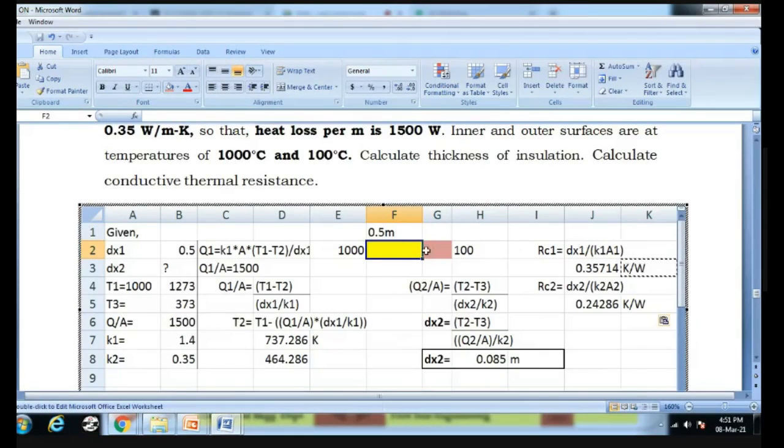So once you get the interface temperature, you can find out the exact heat transfer rate. And once you know the exact heat transfer rate, you can find out the thickness here. And once you know the thickness, you can find out the thermal conductive resistance for this wall and then the insulation. So you got this 0.35 Kelvin per watt and 0.24 Kelvin per watt. That was the thermal resistance. Is it okay?